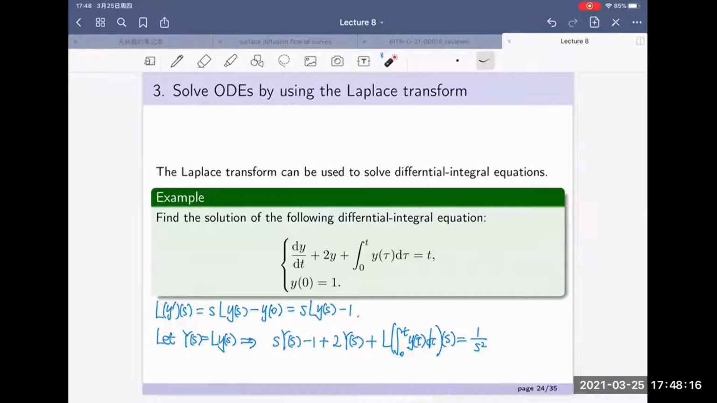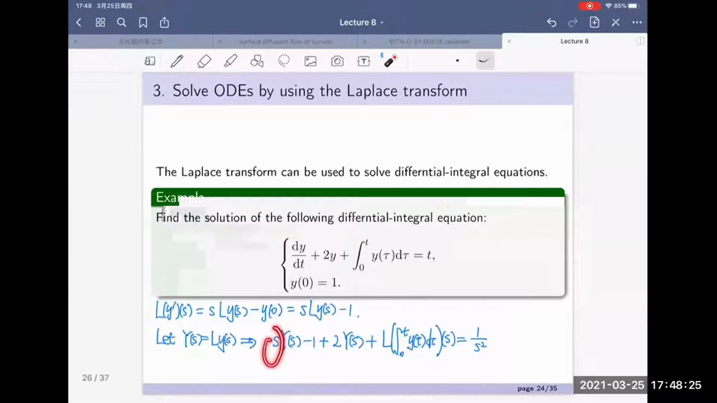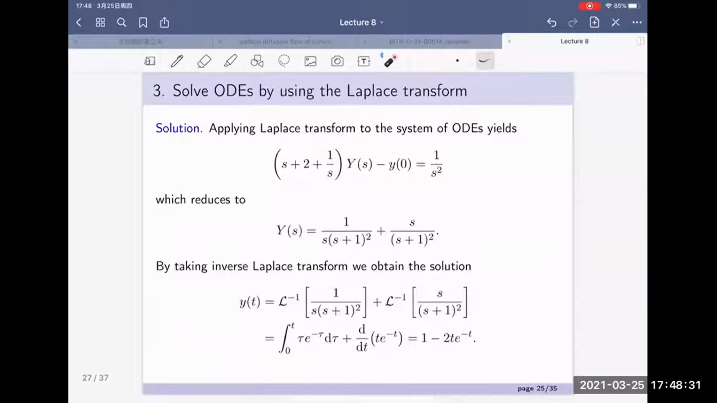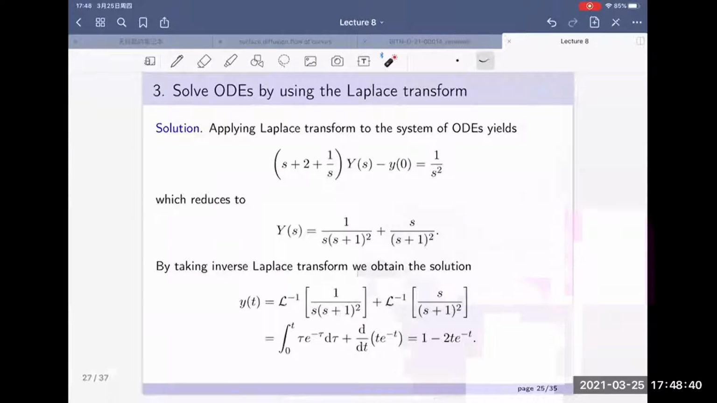Okay. So you would get 1 over s here. Then you collect all the coefficients of Y, which consists of s, 2, and 1 over s. So 3 terms. These 3 terms multiply capital Y. Okay. So the initial condition is 1, I think. Yeah. Initial condition is 1. So you move this to the right side and divide both sides by this coefficient. You would get an expression of this capital Y. After you get this expression, you can apply the inverse Laplace transform. You get the inverse Laplace transform, you get a solution y.